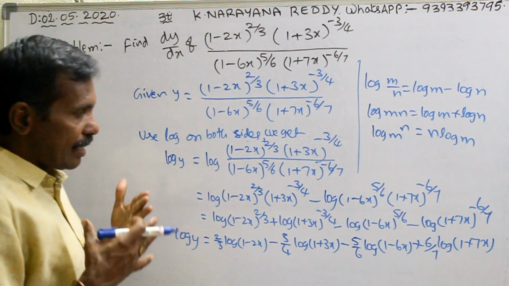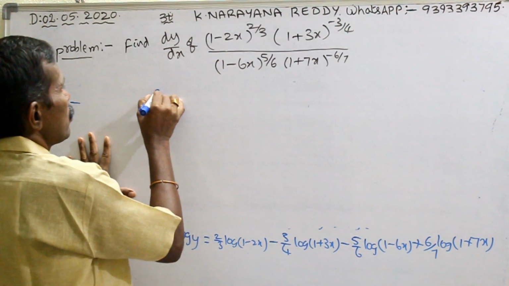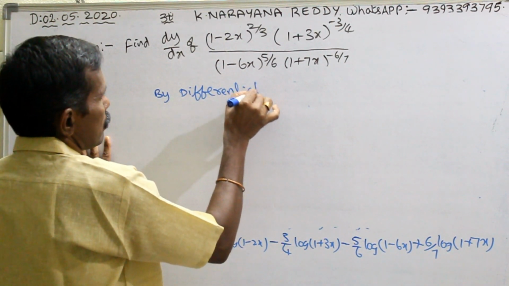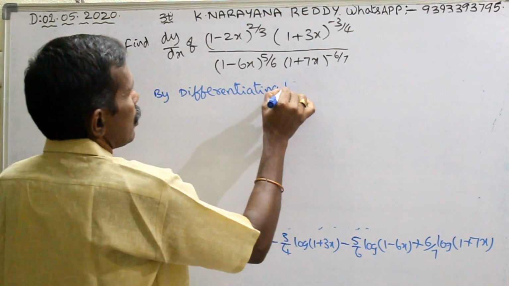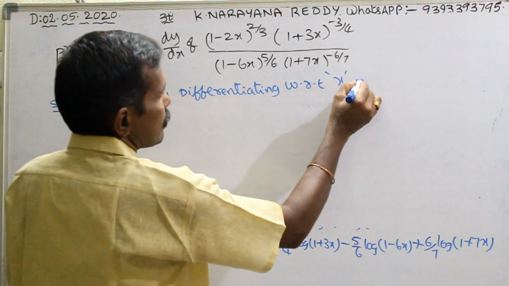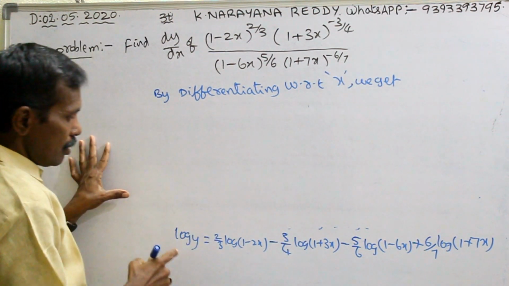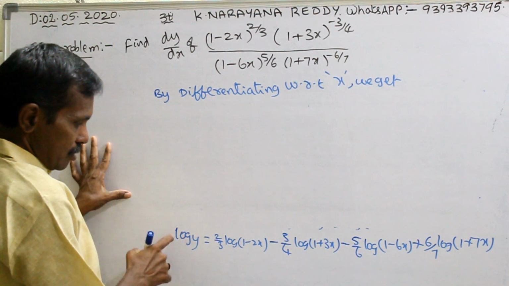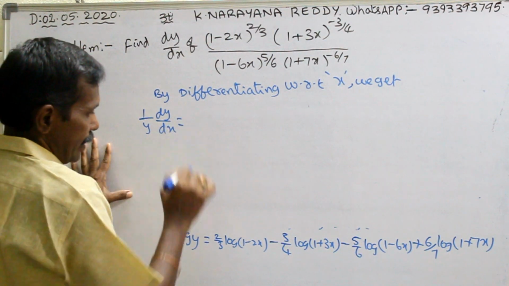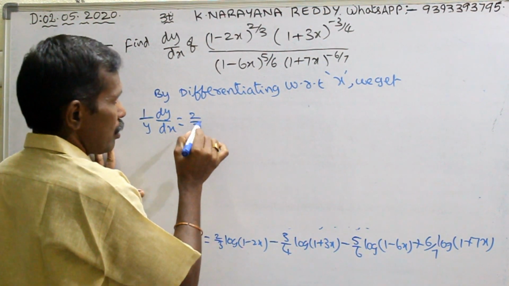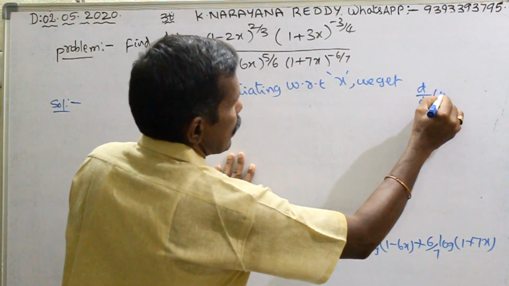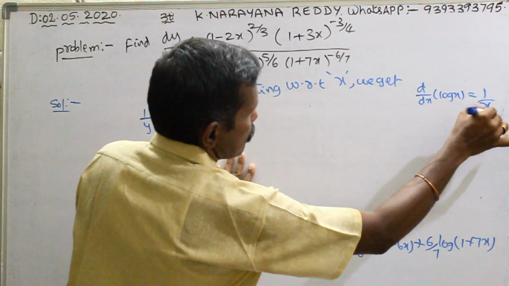Now differentiating with respect to x, by differentiating with respect to x we get. Now what is the differentiation of log y? 1 by y dy by dx equals 2 by 3. What is log m? Derivative of log m. d by dx of log x equals 1 by x.